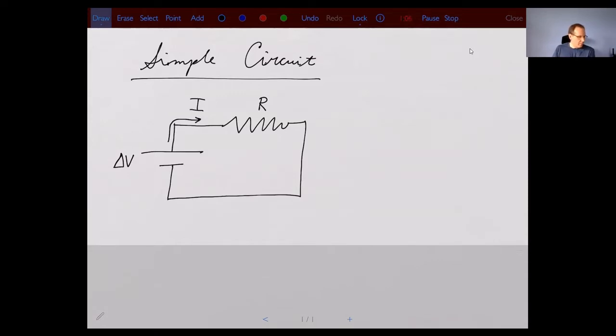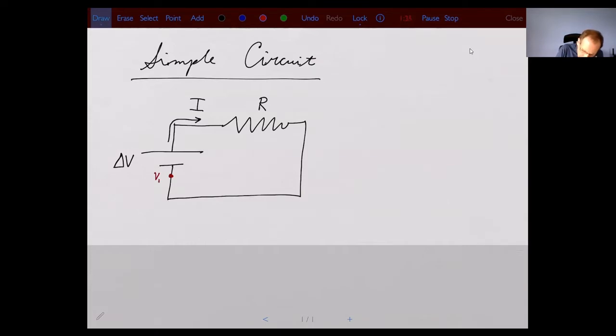Okay, now the way to think about this, let's say I wanted to measure that current I using Ohm's law. Well, if you think about the potential, let's look at two particular points. I'll look at this point right here on this side of the battery. Let's say it has some potential, say V1.